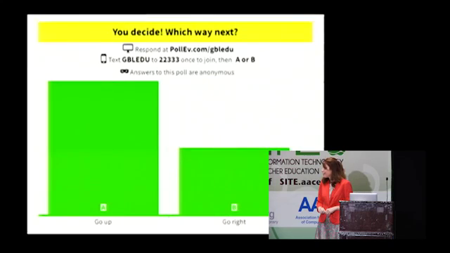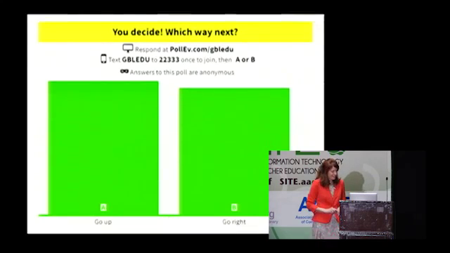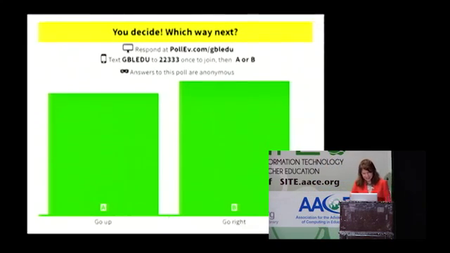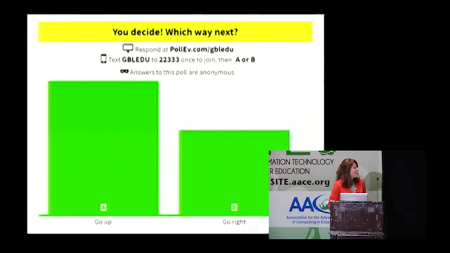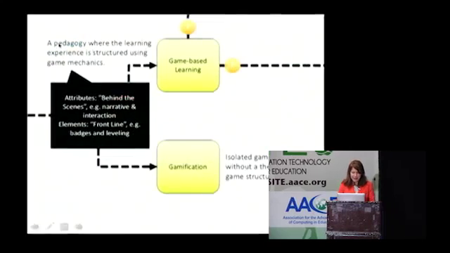Looks like A is the winner so far. Up, B. Close. Oh, we can't have a tie. Okay. It looks like, although B keeps changing slightly, A is the winner. I'm going to call it. A is the winner. So we're going to go that direction.